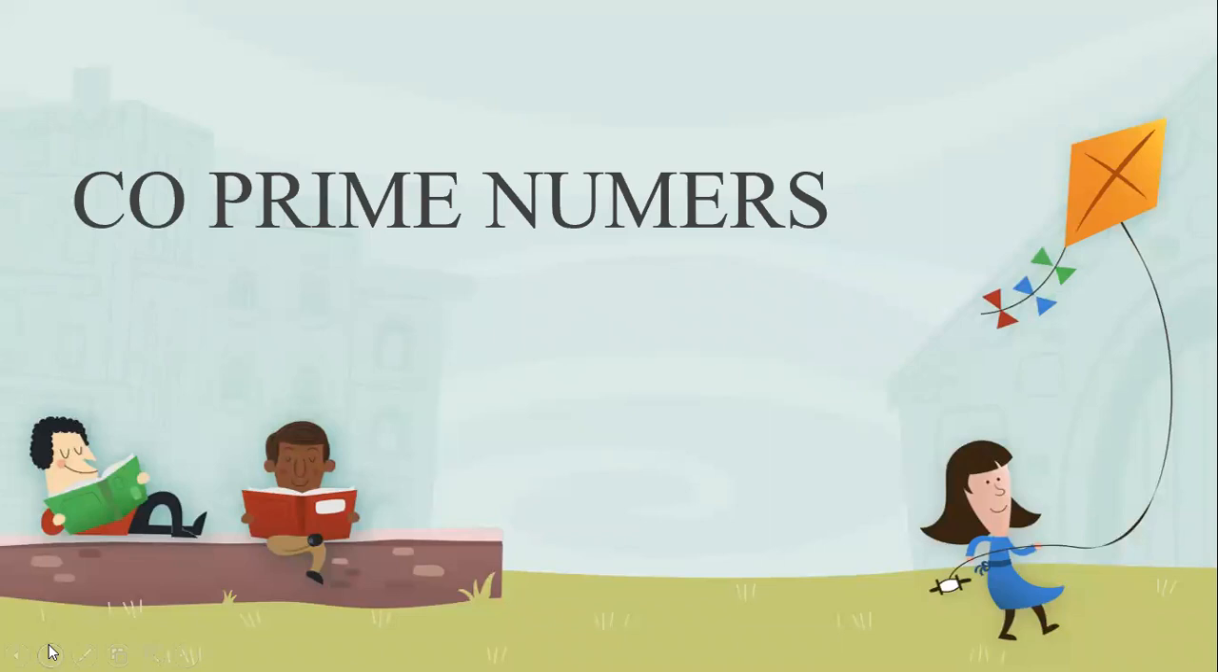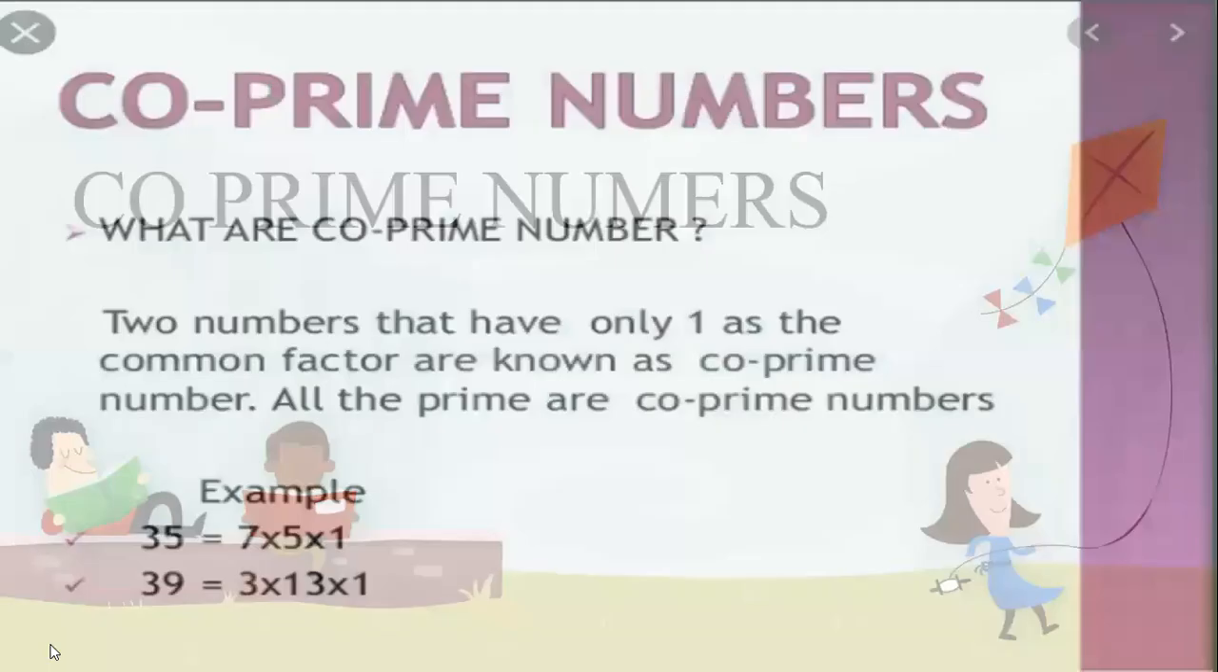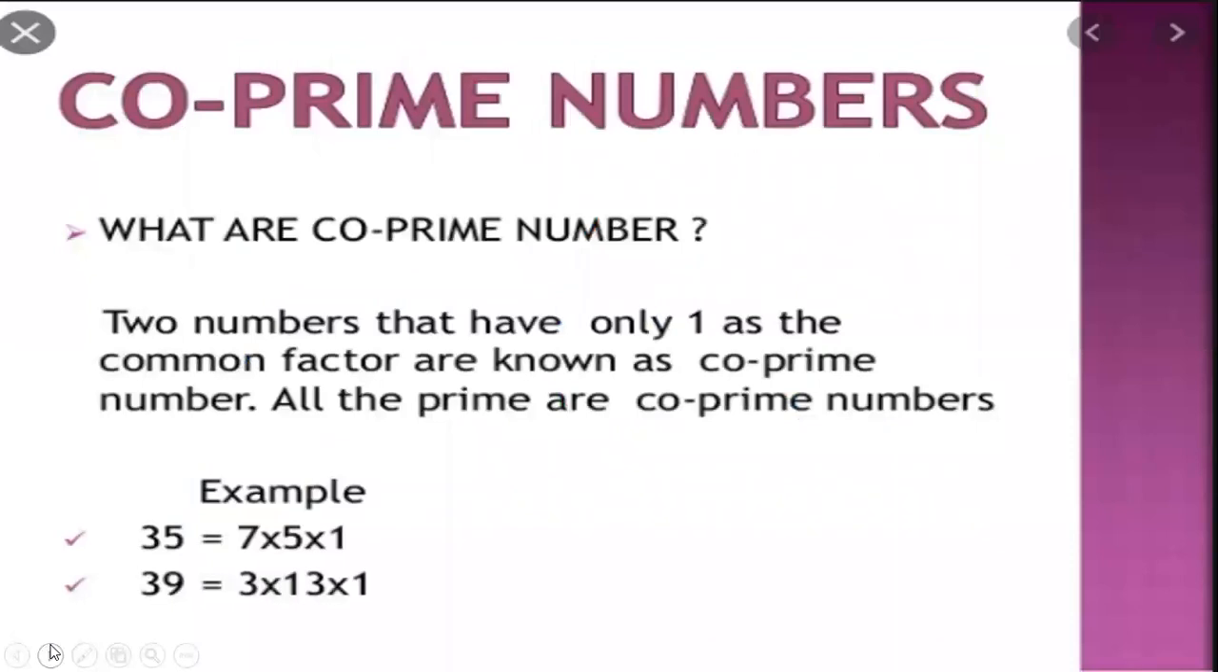Students, today we will learn about co-prime numbers. Two numbers that have only 1 as a common factor are known as co-prime numbers. All the prime numbers are co-prime numbers.